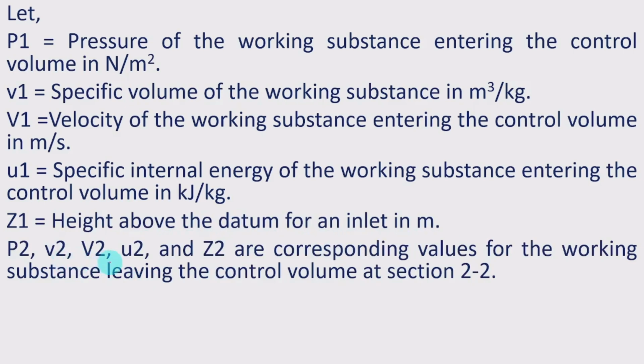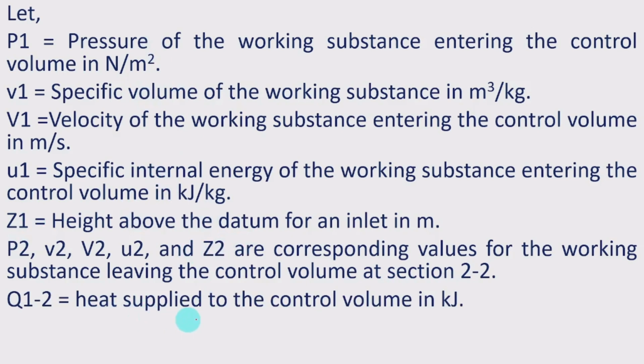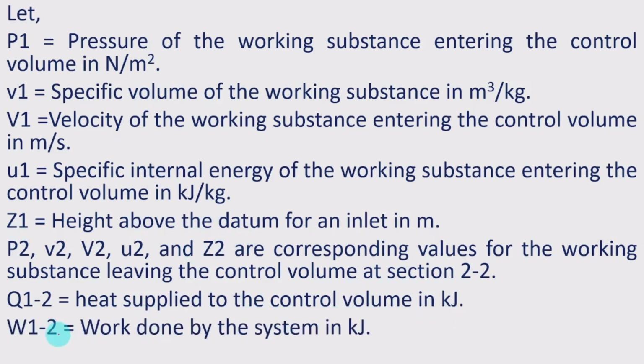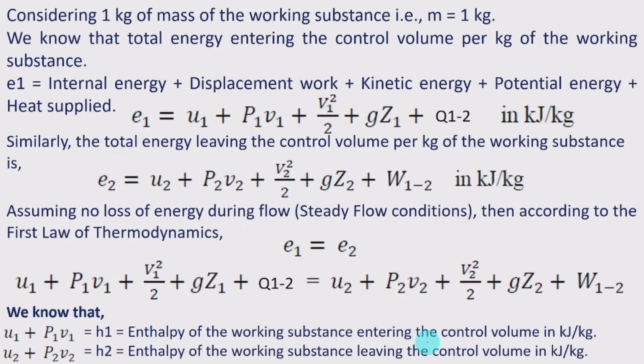P2, v2, V2, U2 and Z2 are the corresponding values for the working substance leaving the control volume at section 2-2, and these are the corresponding values to what we have defined here. Then Q1 to 2 is the heat supplied to the control volume in kilojoule. W1 to 2 is the work done by the system in kilojoule.